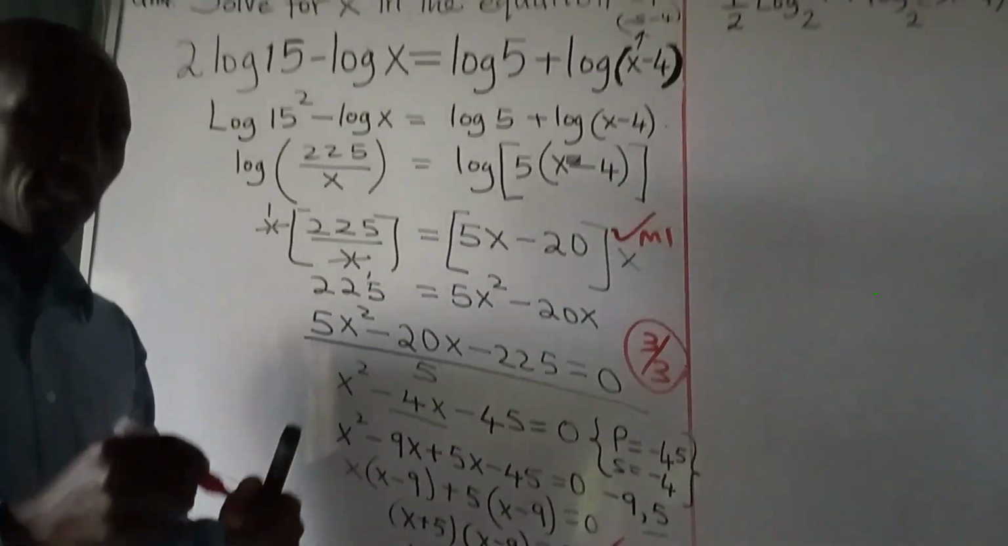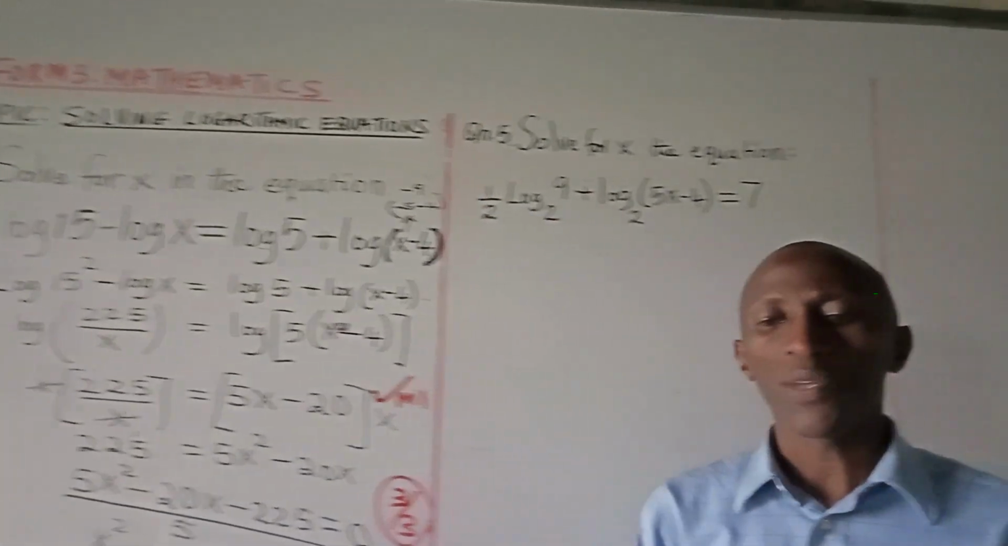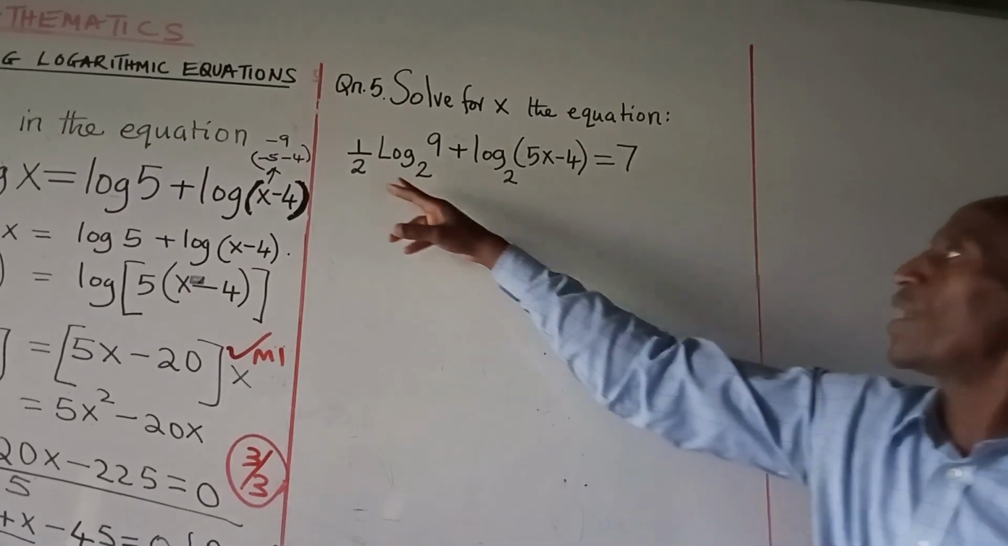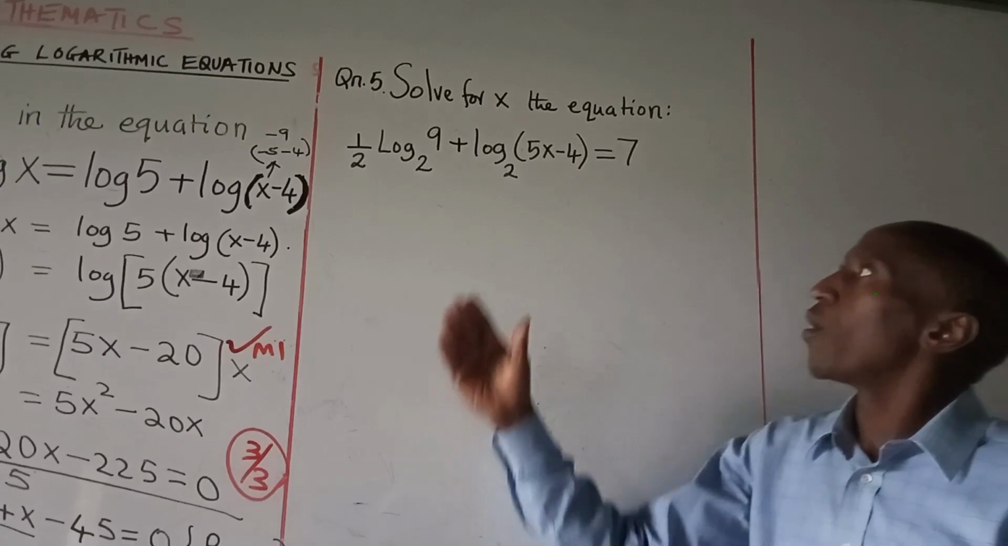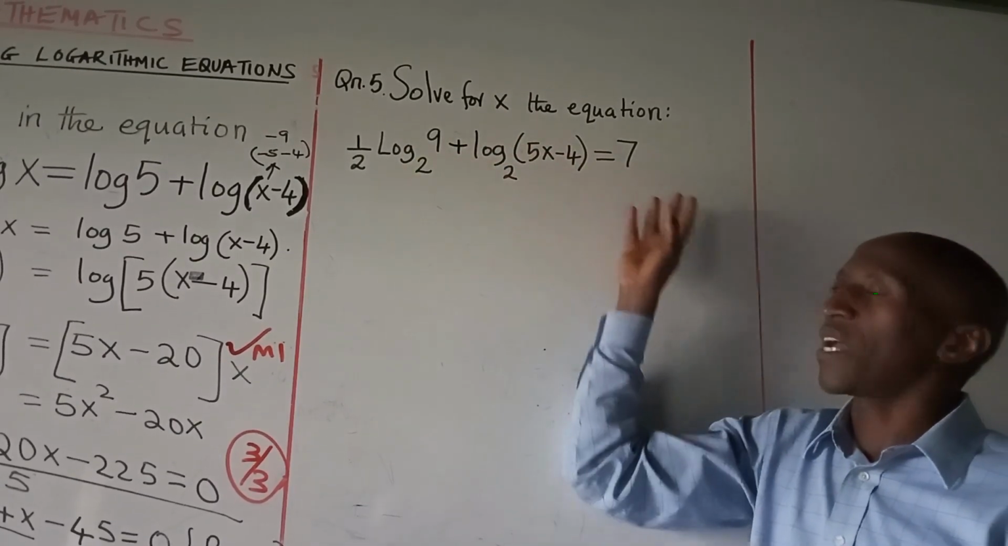Let us move on to the last question here. In this question, we have a difference in the workings since our base is 2, but that should not pose any problem. We are required to find the value of x, which features here, and given that.